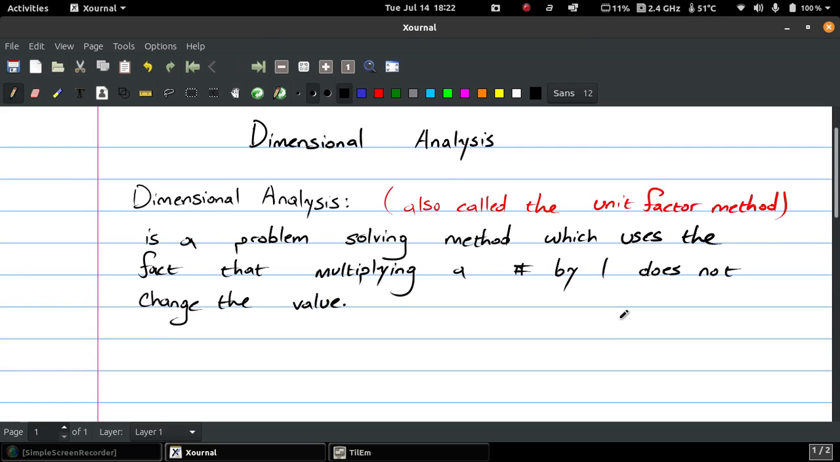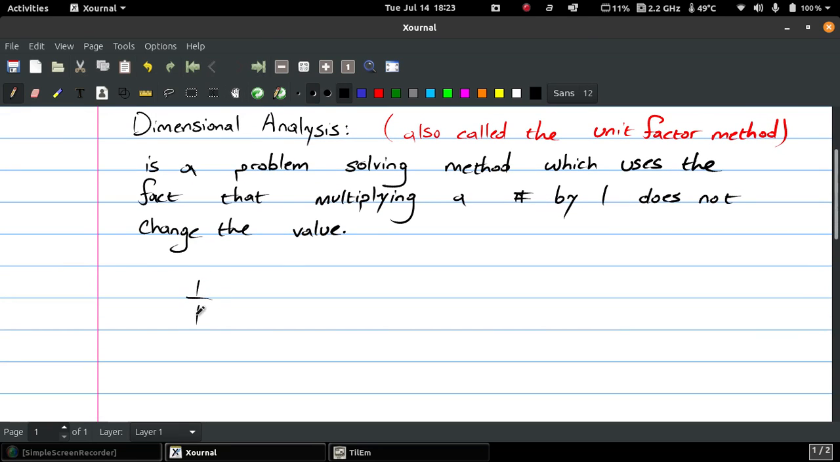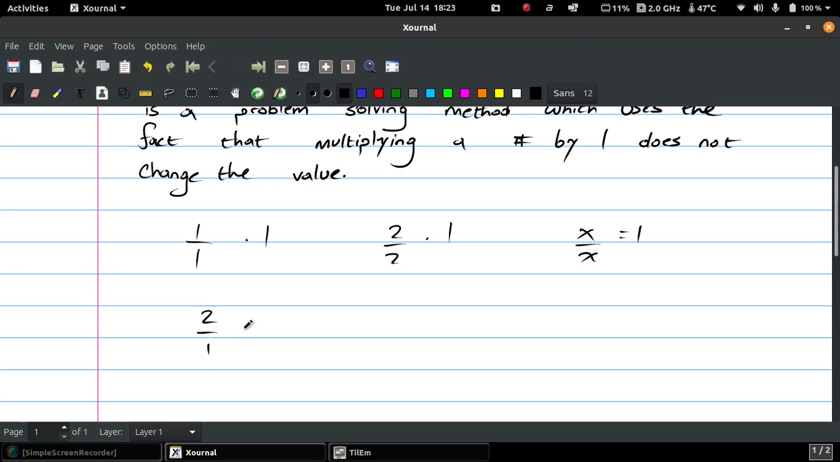Okay, so what exactly does that mean? So if I asked you what 1 divided by 1 is, and you multiply it by 1, it's 1. 2 divided by 2, multiply it by 1, it's 1. X divided by x, that is 1. No matter what, even if you multiply all these by 1, it's still going to be 1 or whatever that number is. Like, say I had 2 over 1 times 1. 2 divided by 1 is 2. You multiply it by 1, it's still 2.